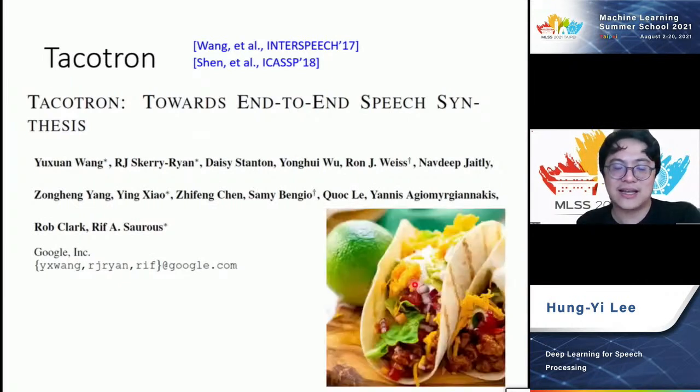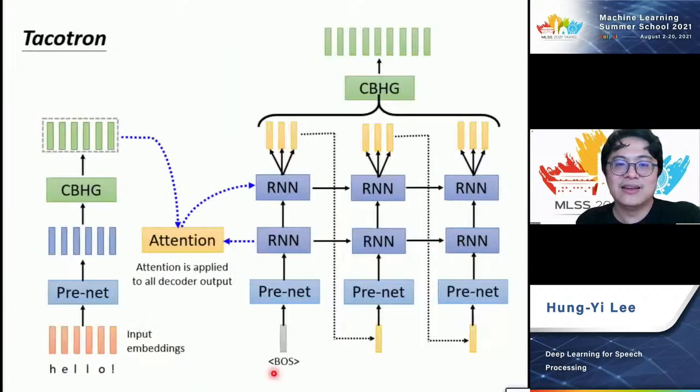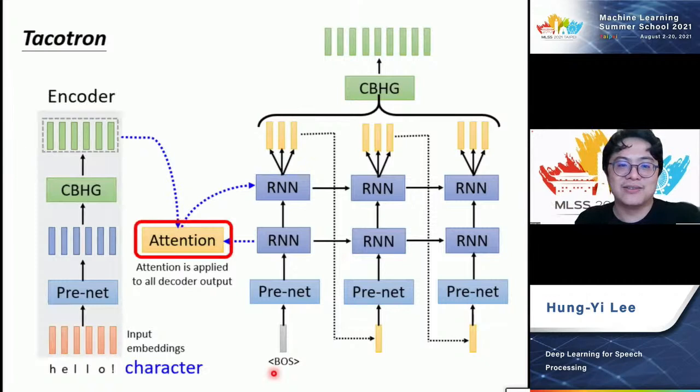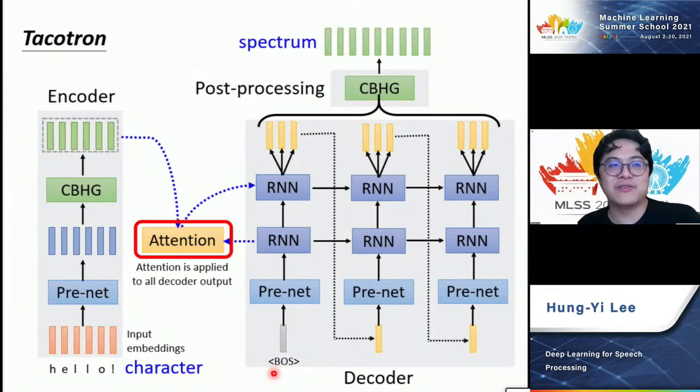Taco is this kind of food. And they actually have a footnote in their paper saying that some of the authors like tacos, and some of the authors prefer sushi. And Tacotron is just a sequence-to-sequence model. That's it. The sequence-to-sequence model takes characters as input and outputs the spectrogram. Then with a vocoder, you can transform the spectrogram back to the waveform. This is Tacotron. And Tacotron has very good performance.